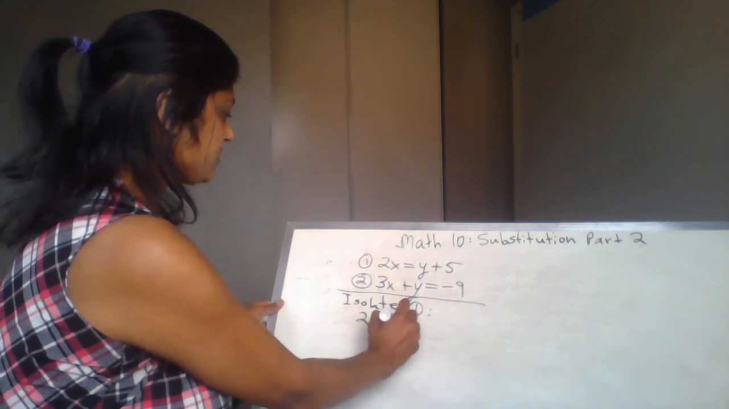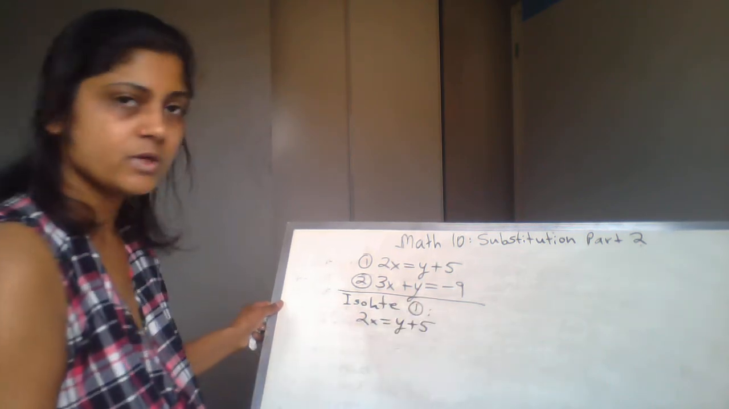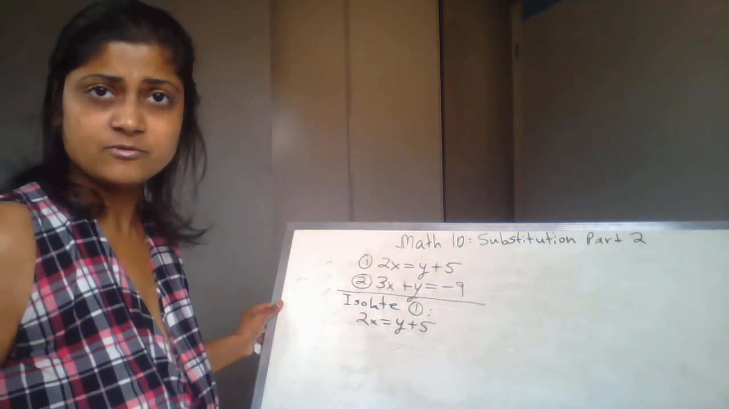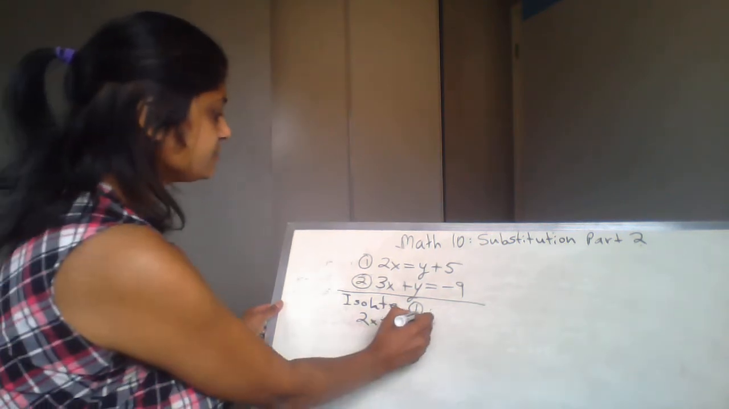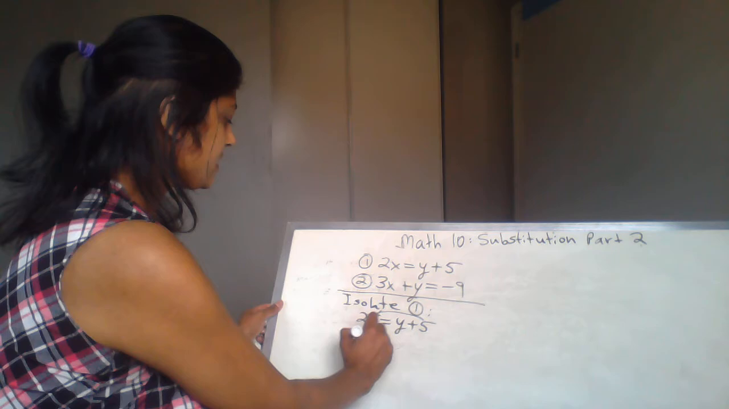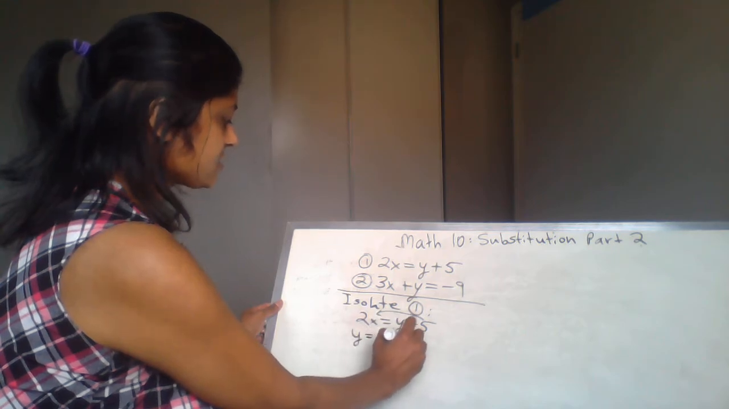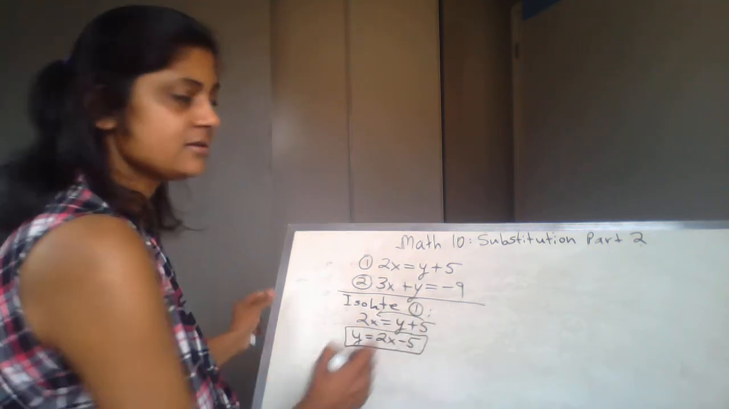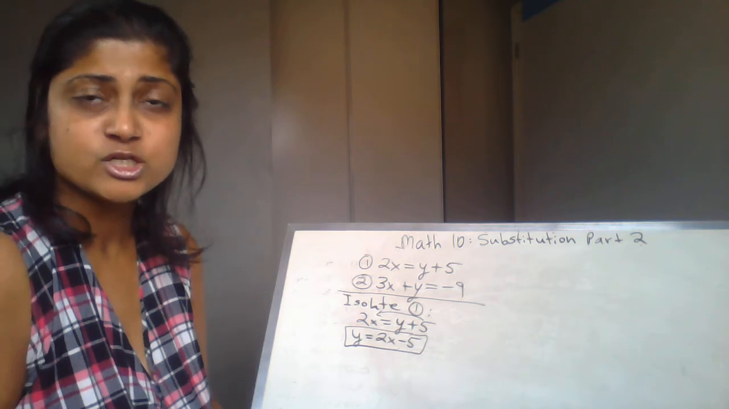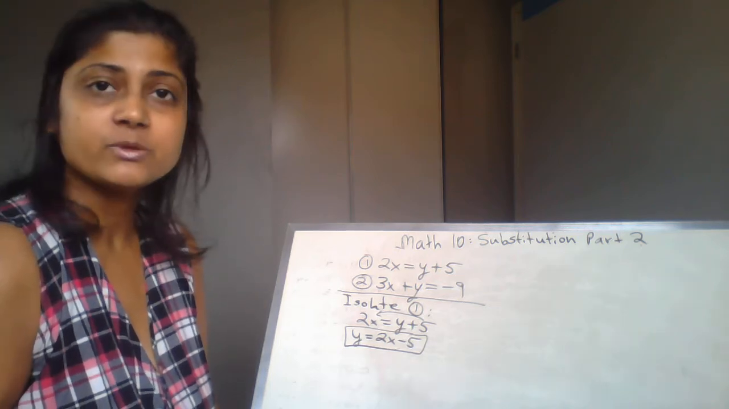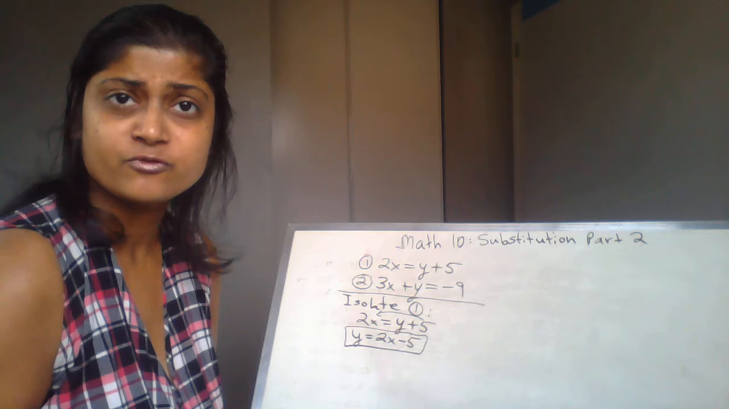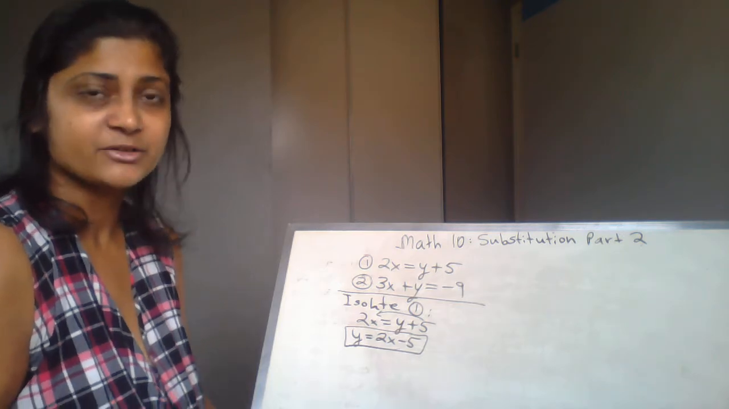So I'm going to just write the equation here. I want the y to be by itself. I'm going to take the 5 to the other side. So y is equal to 2x minus 5. Does everyone see that? So we are just isolating equation 1 for y. And again, remember that I can also isolate the equation for x. That does not matter.